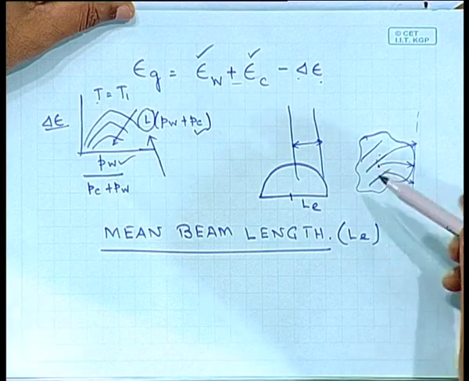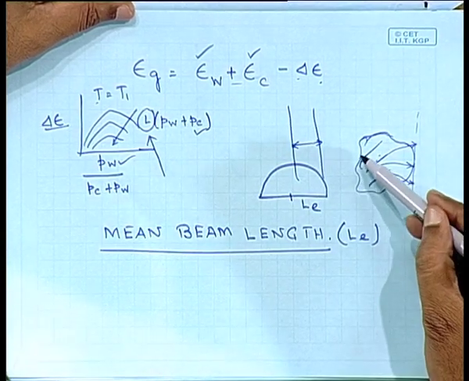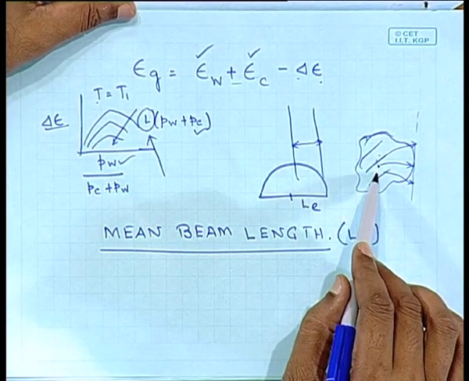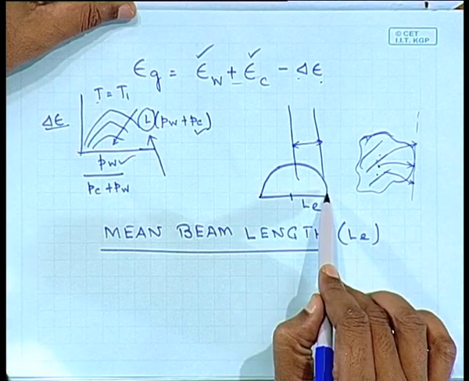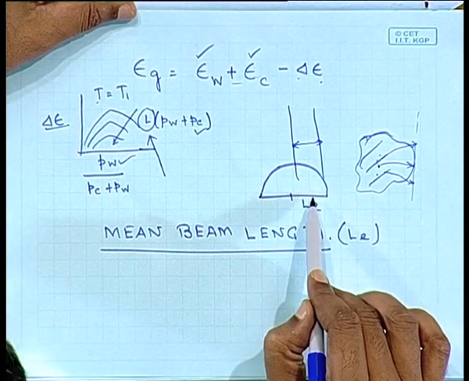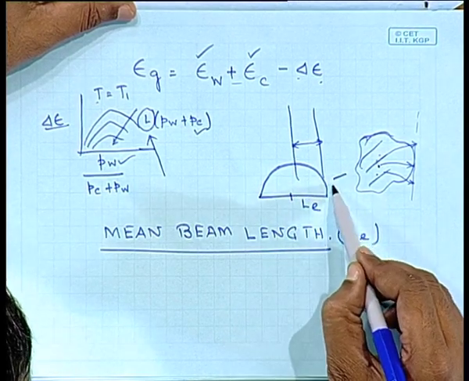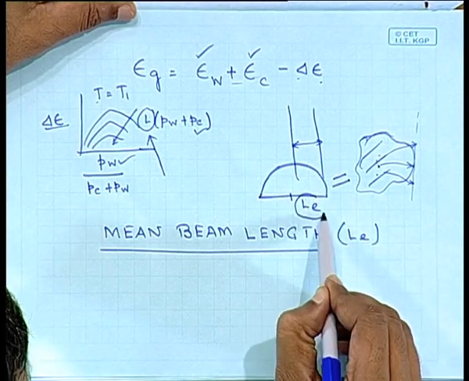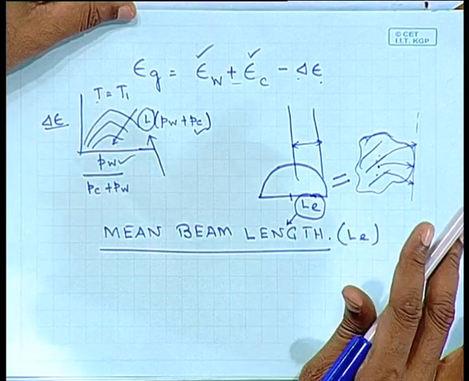I will repeat it again. This arbitrary shaped gas mass will have some emissivity. Let us say we convert that emissivity to a hemispherical mass of gas having equal emissivity. If the emissivities of these two are equal, then the radius of this hemisphere is known as the mean beam length.